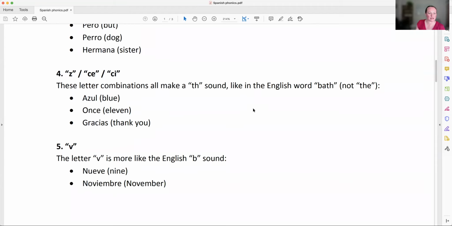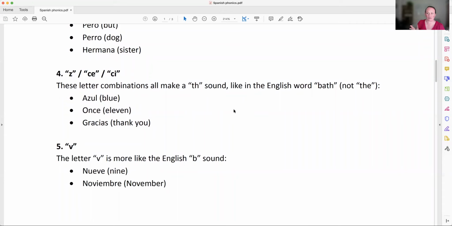The next sound is made by Z or C followed by E or C followed by I. And these letter combinations make th. So it's a soft th, like in bath, not the sound we have in z. So it's not a hard z, it's a soft th. So examples are azul, which means blue. A-Z-U-L, azul. Z is always th, regardless of what comes after it. So it's always th, azul.